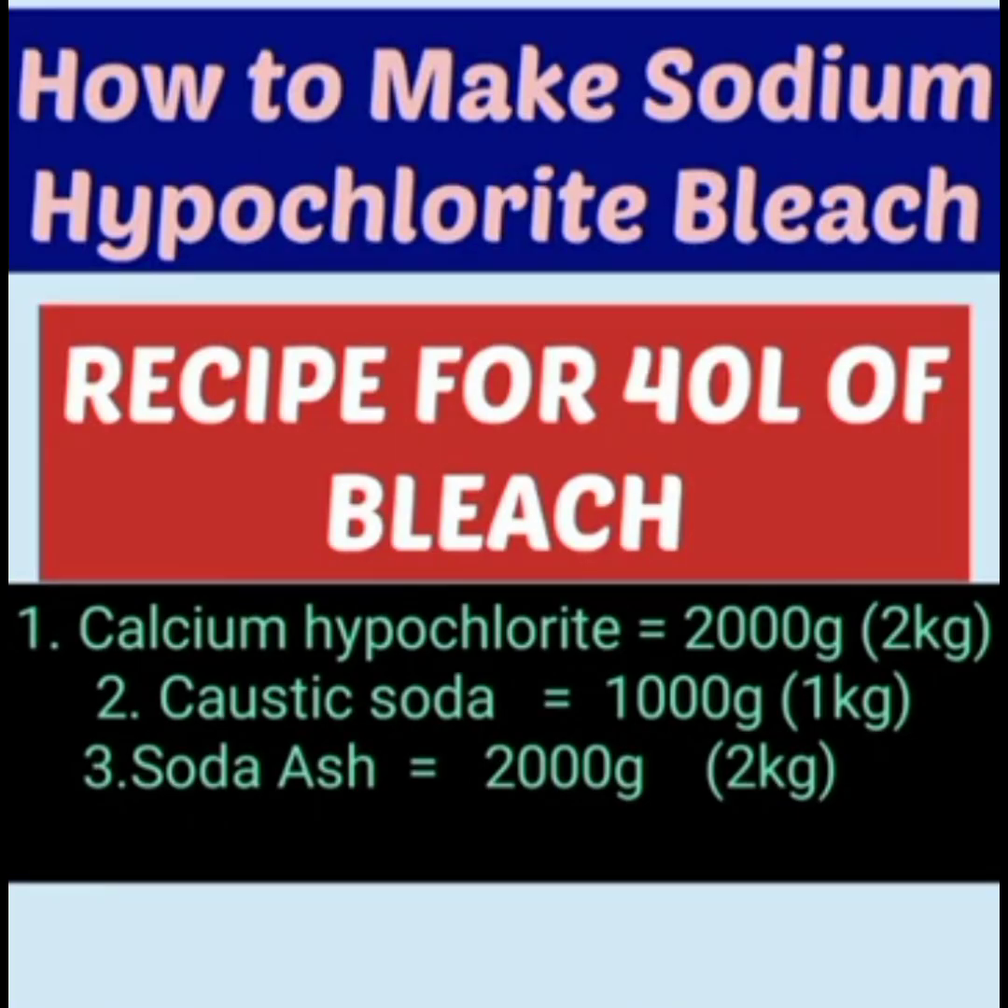The materials we are going to use and the quantities are calcium hypochlorite, 2000 grams, which is equivalent to 2 kilograms, caustic soda, 1000 grams, which is equivalent to 1 kilogram, and soda ash, 2000 grams, which is equivalent to 2 kilograms.